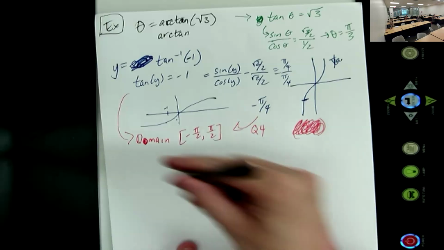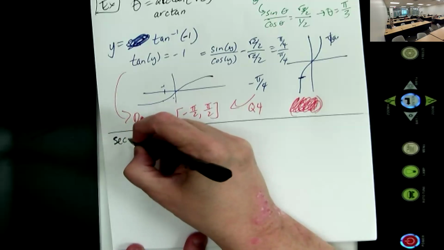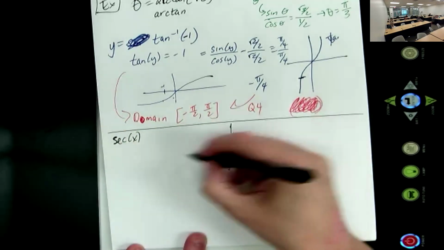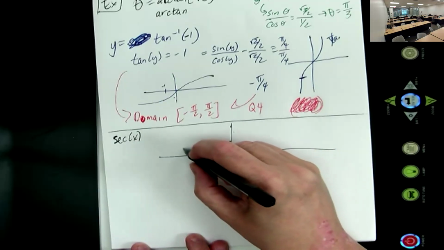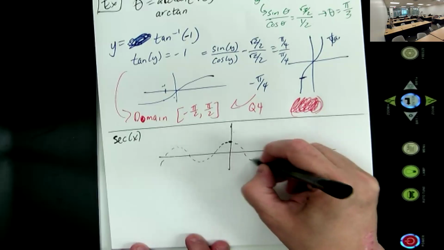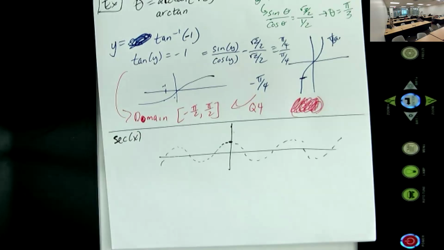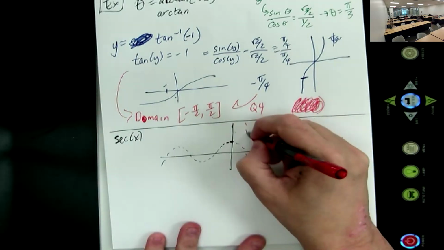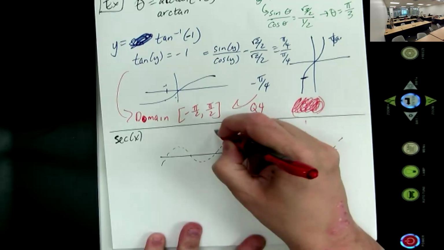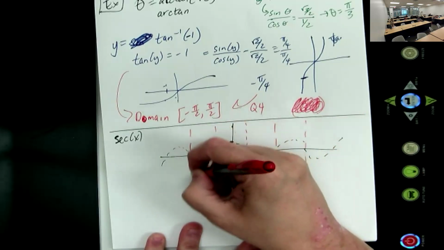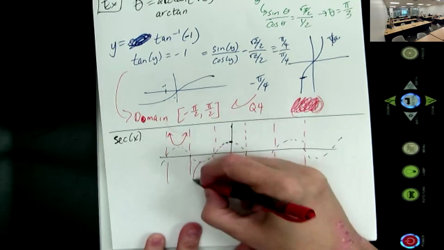Just some quick examples. If I looked at secant x, that goes off of cosine. So I'll sketch cosine real quick. And wherever cosine is 0, we have an asymptote. And it does something like this. That's secant.